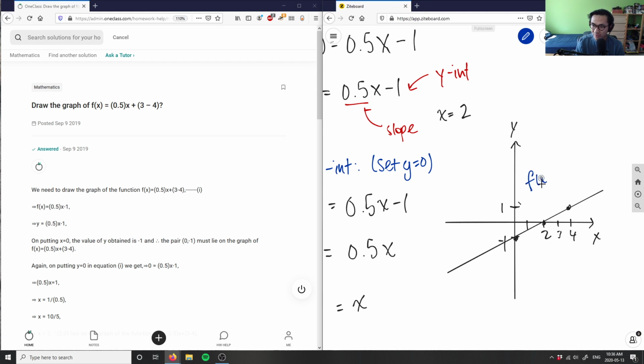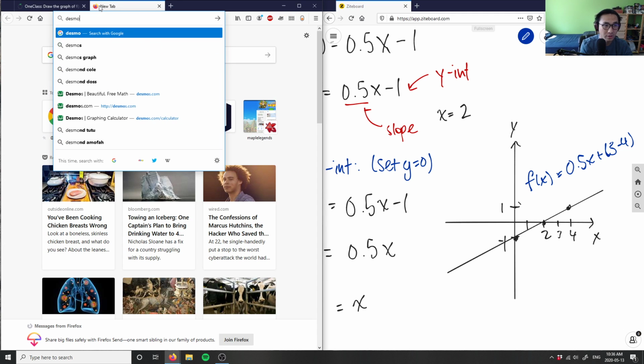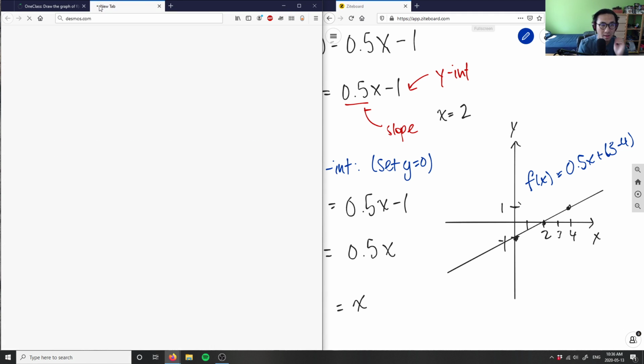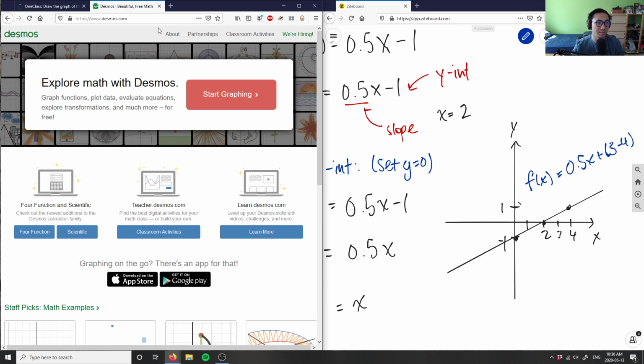This is the graph of f of x equals 0.5 times (x plus 3) minus 4. What I'm going to do is bring out Desmos and verify this graph for you as well. If you don't know what Desmos is, it's a graphing calculator that helps you visualize functions.